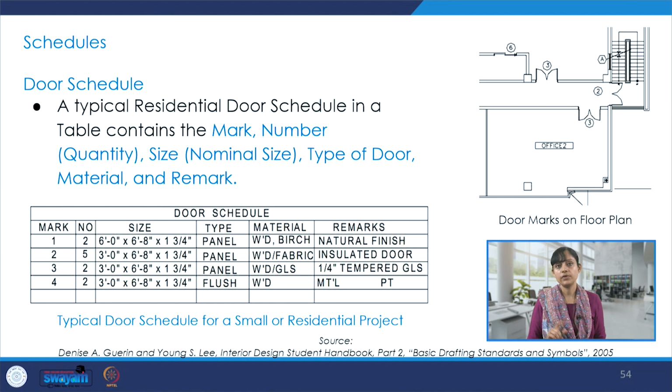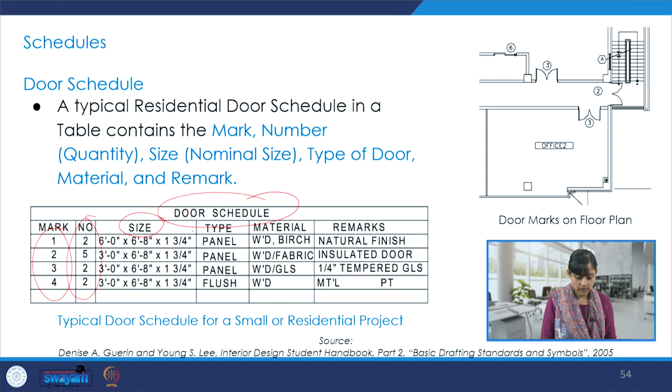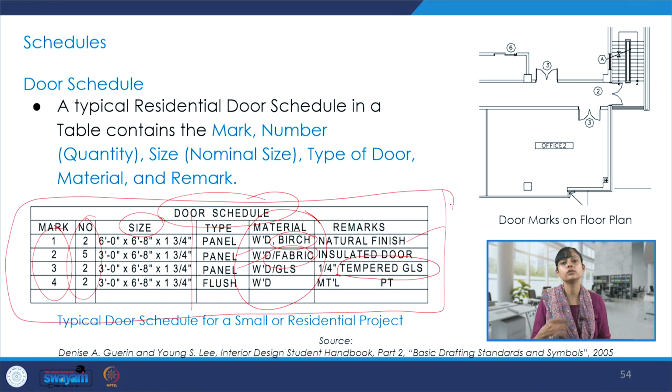Then schedules are also very important for interior architecture projects. So there is a door schedule which is very crucial. So again we mark some points, how many numbers, what are the sizes, and whether it's a flush door or a panel door, whether it is made out of birch wood or pine or some kind of a fabric or glass, whether there is a natural finish or it is polished. The glass is tempered glass or tinted glass or colored glass or a clear glass, whether it has a film on it or not. So we give all those kinds of details through these kinds of schedules and inventories.